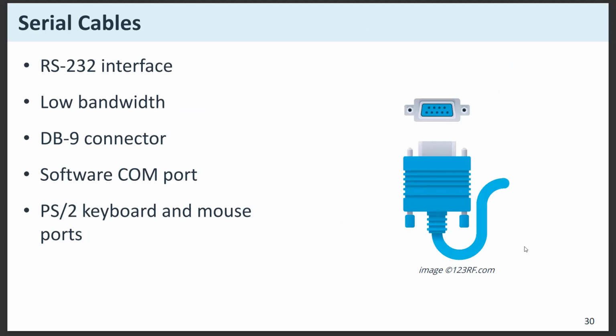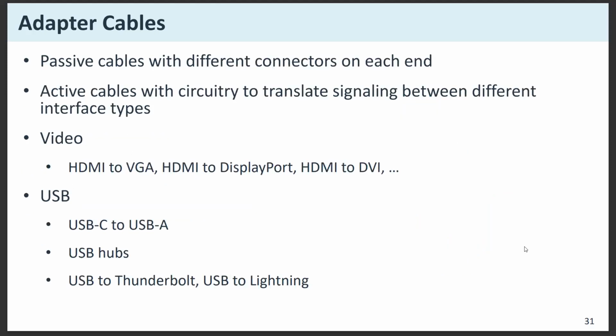We have the RS-232 interface, the low bandwidth, and the DB-9 connector, software COM port, PS/2, keyboard and mouse port. So many of those can be connected through this one. But the tendency is that many things are going wireless, so just keep that in mind.